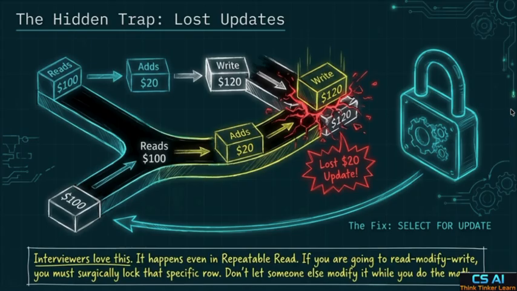Even with these levels, there is a hidden trap: lost updates. This happens in read, modify, write cycles. If two transactions read $100 and both try to add $20, the second might overwrite the first, and you lose $20. Interviewers love this because it happens even at the repeatable read level. The fix is SELECT FOR UPDATE, which surgically locks that specific row while you do the math, ensuring no one else can modify it until you are done.